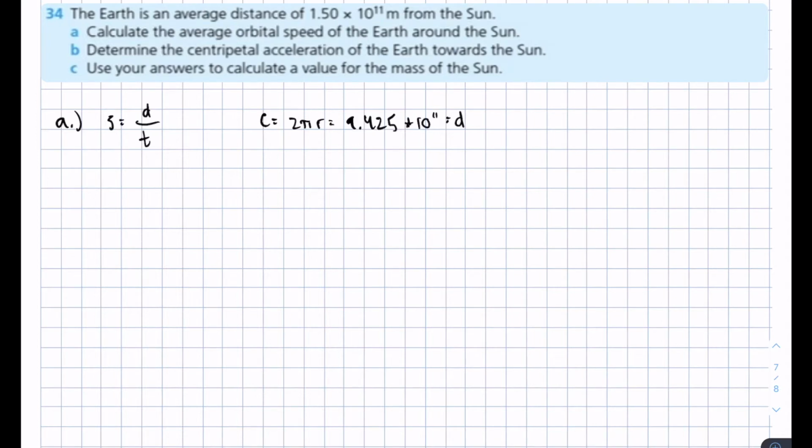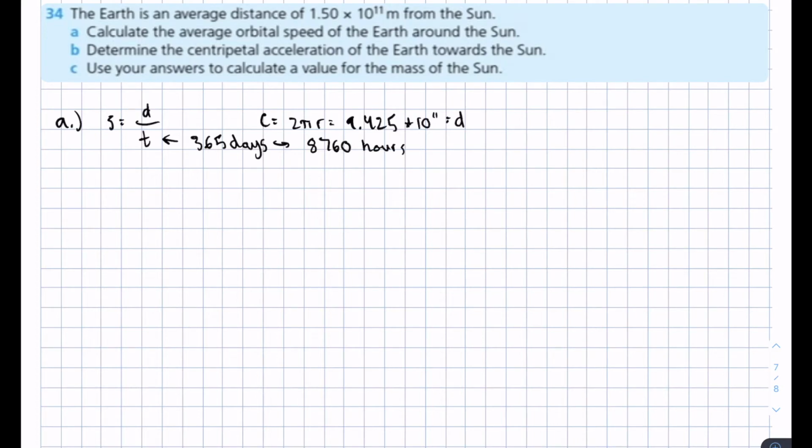And since we already know that it takes 365 days to orbit the Sun, the time is 365 days, but this needs to be converted into seconds. In 365 days, there's 24 hours in a day, so we do 24 times 365, 8,760 hours.